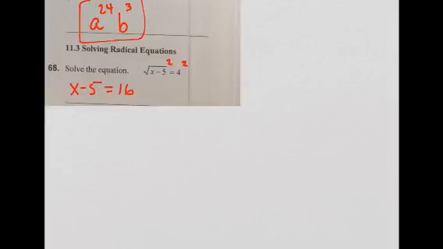For 68, solve it. I have to get rid of the radical to solve for x, so I'm going to square both sides. So that leaves me with x minus 5 equals 16, so I'm going to add 5. So x is 21. And just quickly do a check, put a 21 in there. 21 minus 5 is 16. The square root of 16 is 4, and it works.